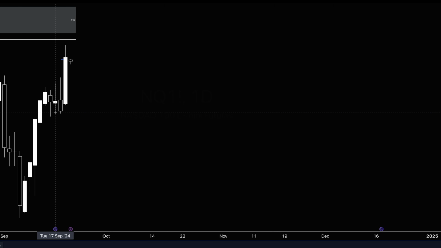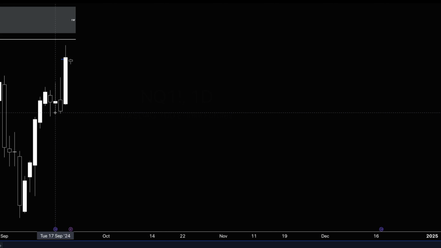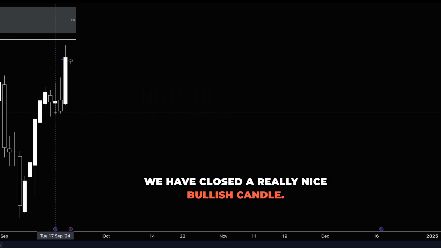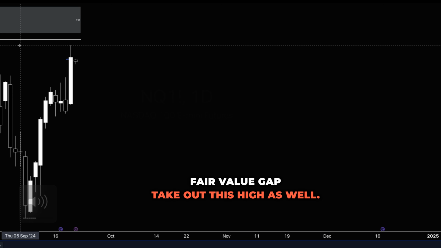So Monday, I was definitely expecting some sort of downside. Tuesday, I wanted consolidation or just some sort of manipulation. Same thing on Wednesday. Now Thursday, we have closed a really nice bullish candle. And Friday, I want to see the same, right? Expansion higher into that weekly fair value gap. Take out this high as well.